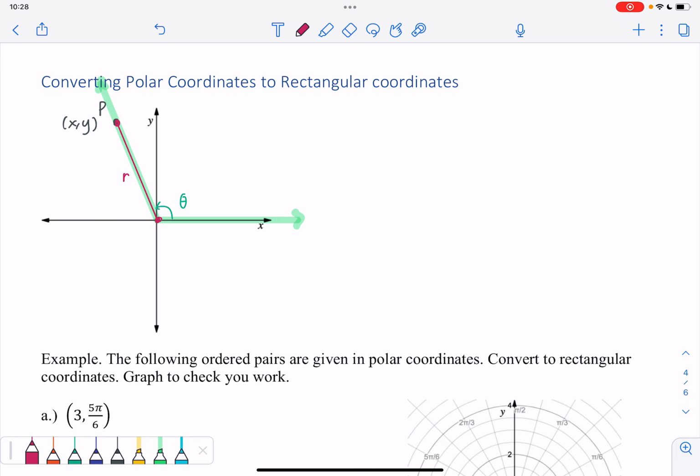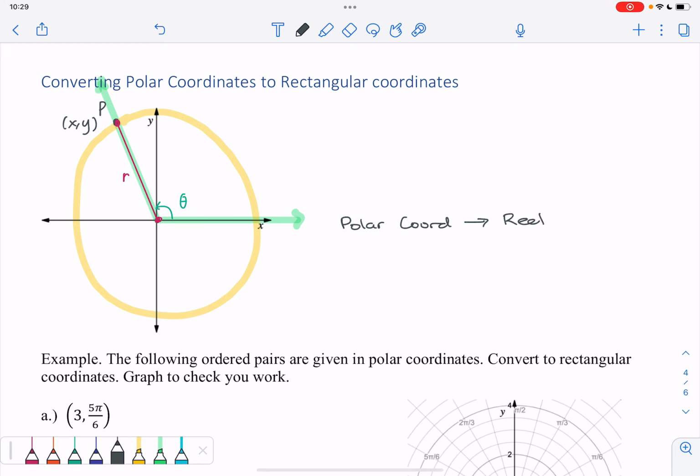Well, what this reminds me of is the generalized definition of trigonometry, which gave us some definitions for sine and cosine when they are not on the unit circle. So when we are on some circle of radius r, picture this point here on some circle with radius r. That is a very good circle. So what are we doing here? We are doing polar coordinates to rectangular coordinates.